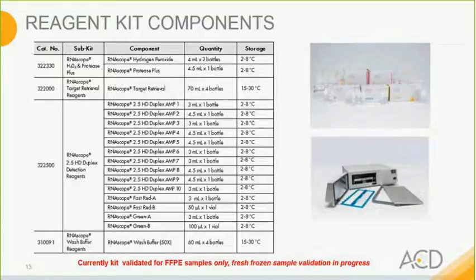With the reagent kit, you will get 4 boxes. Let's review the reagent kit components. You get a box of the target retrieval solution, one of the protease and the hydrogen peroxide reagents, one of the amplification reagents, and one of the wash buffers. You will also require a HybEZ oven to perform the assay under optimal conditions.